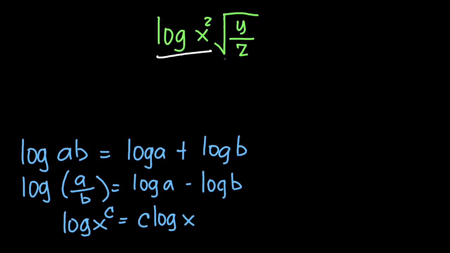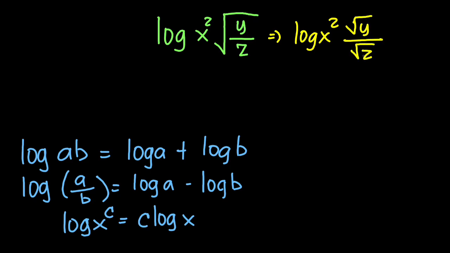Log of x squared multiplied by square root of y over z. And so we can rewrite this first. This would be log of x squared multiplied by, know that whenever you have a square root here and it is inside a fraction, you can rewrite this as square root of y over square root of z. And so this would be simply log of x squared multiplied by square root of y over z, since you just multiplied that.